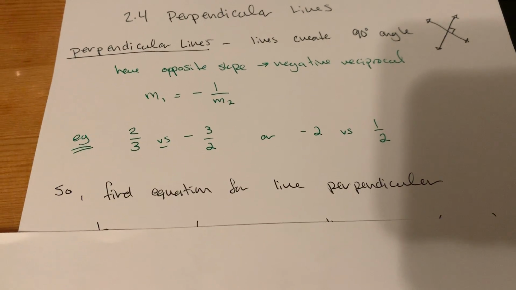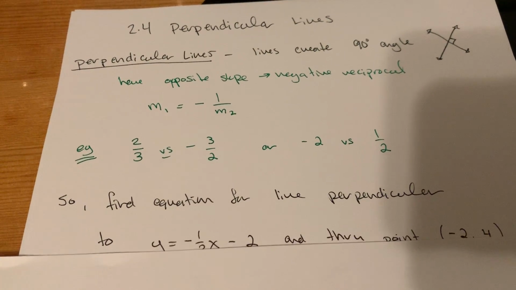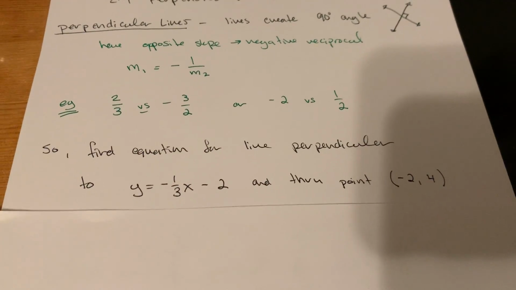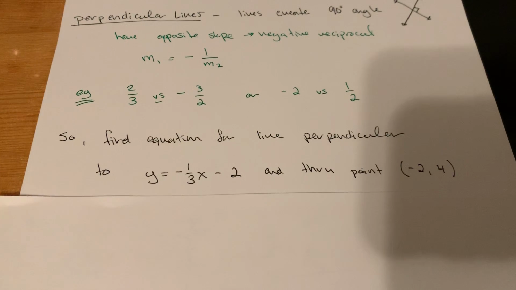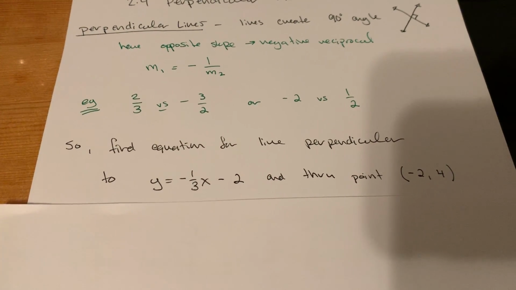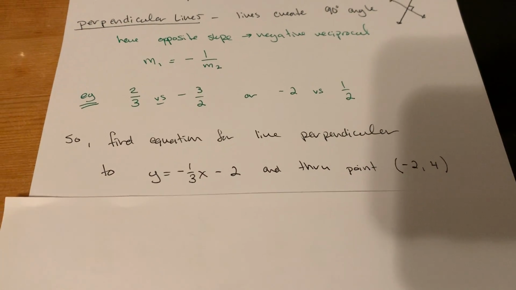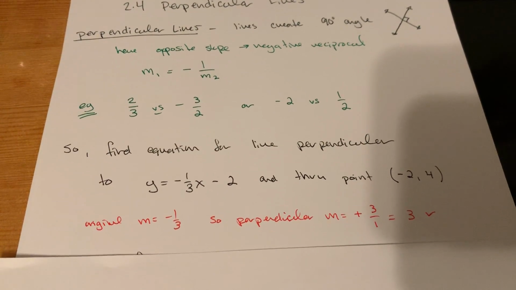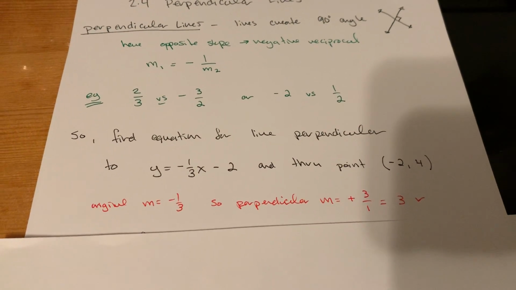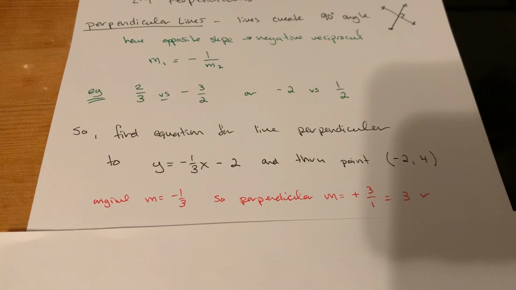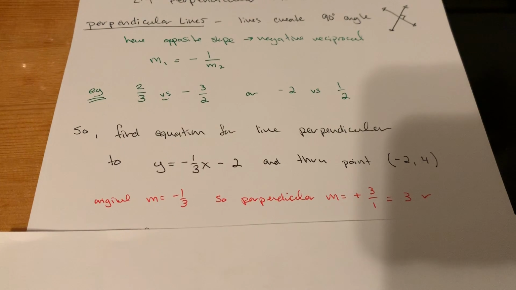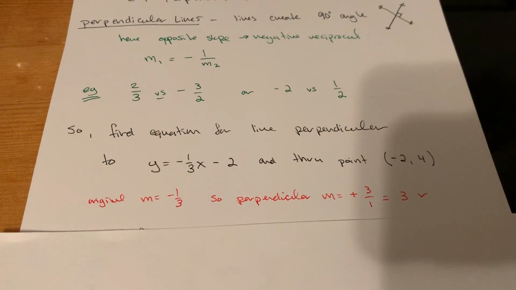What this is going to mean for us is if we're trying to find an equation for a line perpendicular to, excuse me, something like y equals -1/3 x minus 2. We want an equation that's perpendicular to that and goes through the point -2, 4. So what I need here, as always, is a slope and a point. I almost have a slope, right? There is a slope that I'm given, which is this -1/3. I need a perpendicular slope to this, however.